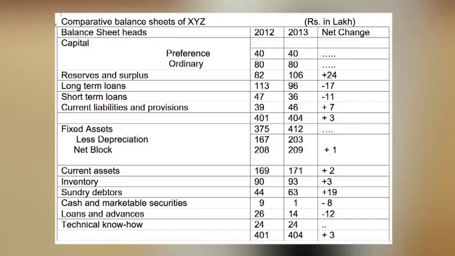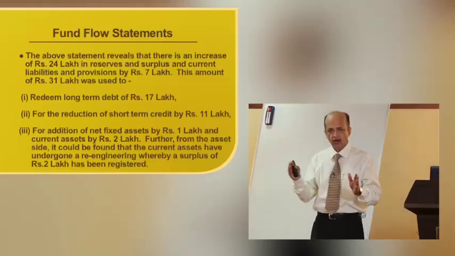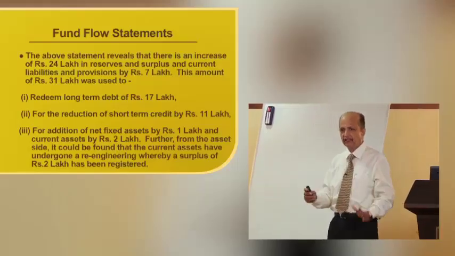So similarly, technical know-how. In 2012 it was 24, it is continued at 24, and total 401 in 2012 is uses and 404 in 2013. So there is a net position of 4. What inference? This is the position, because we are making a 2 years comparison. Out of that, what inference can we draw, what interpretation can we make?